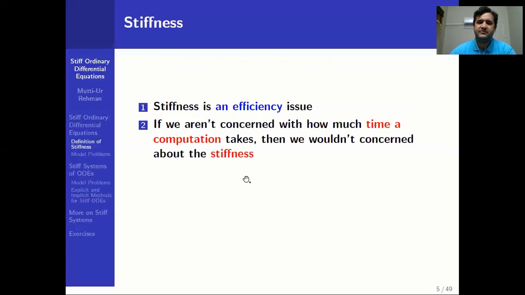Now the point is, if you're not concerned with the time taken by your numerical technique to deal with stiff ordinary differential equations, then of course you're not really talking about stiffness. So you have to pay attention to your numerical method. You have to develop an efficient numerical method, which is cheap and takes less time to deal with the problem.